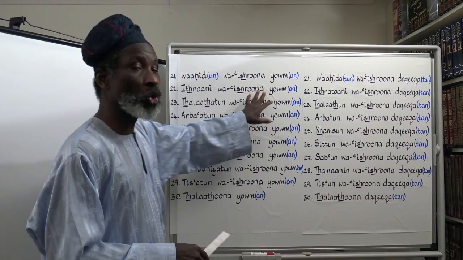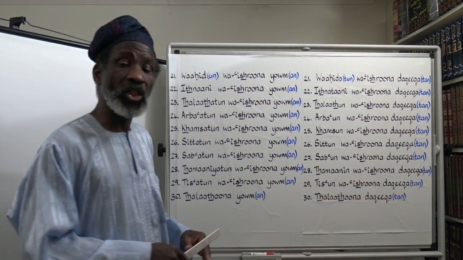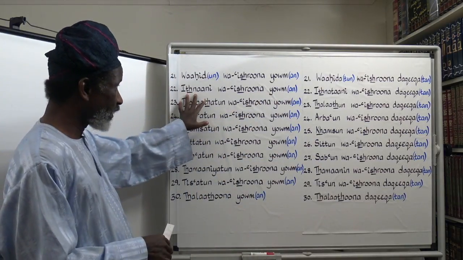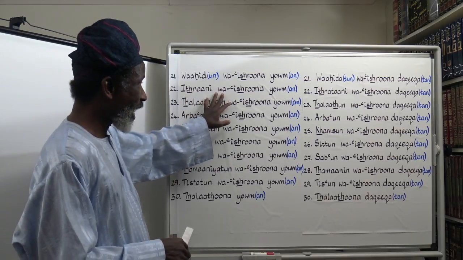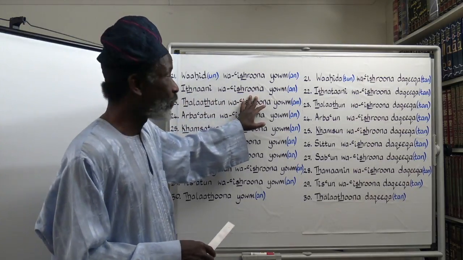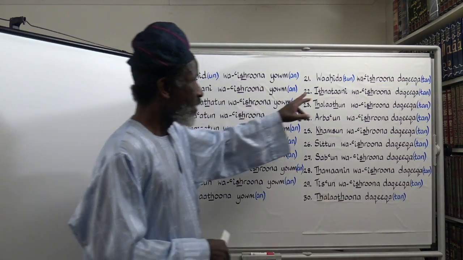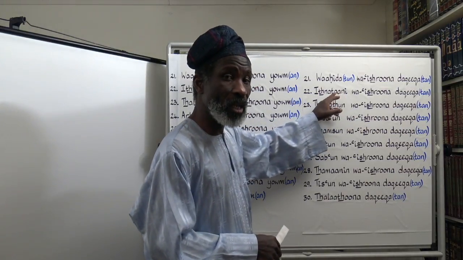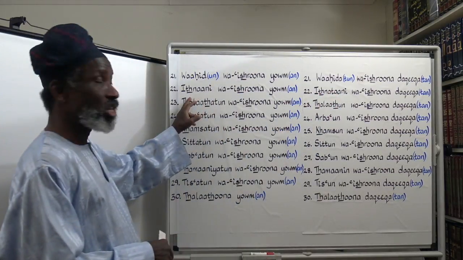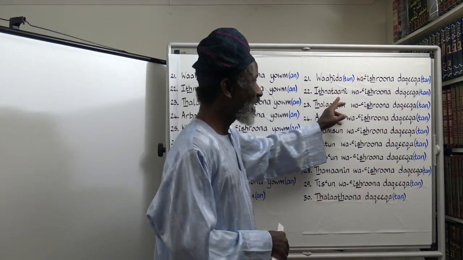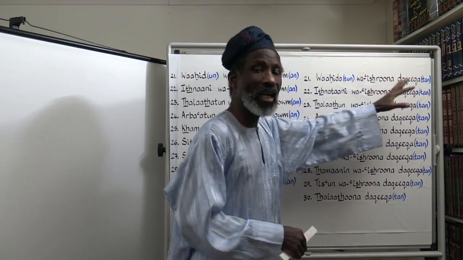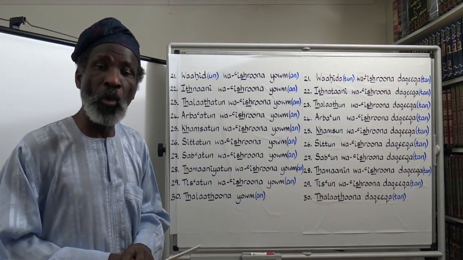اثنان وعشرون يوما, 22 days. So اثنان is male, masculine, and عشرون remains the same. يوما, 22 days. اثنتان, that's the feminine form of اثنان. اثنتان وعشرون دقيقة, 22 minutes.